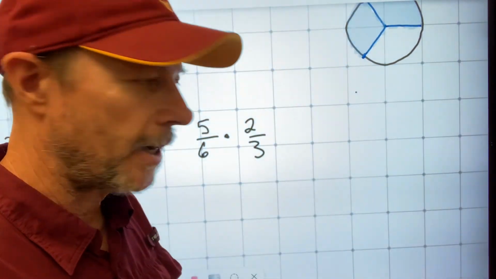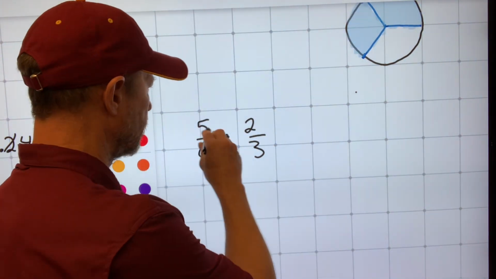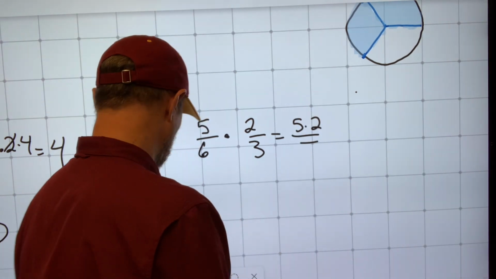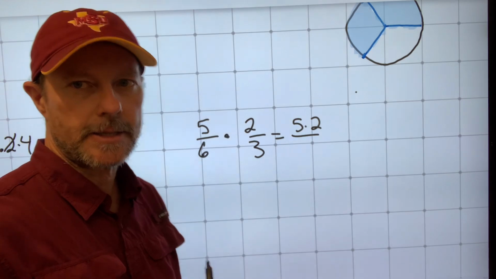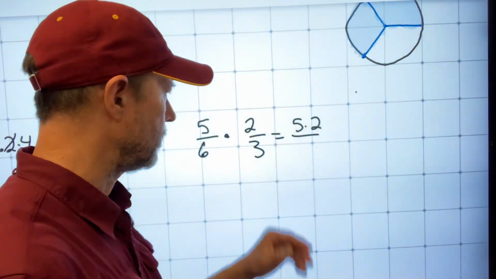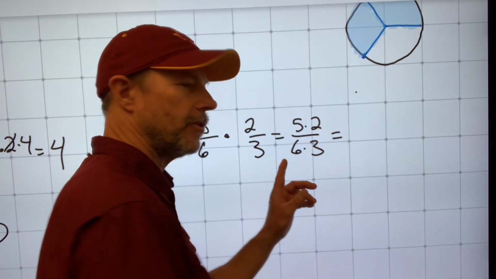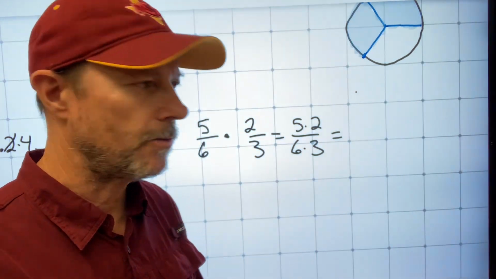When you multiply, you just multiply straight across. So I have 5 times 2. Some of you leap to calling that 10. Slow down. It's 5 times 2. 6 times 3. Some of you leap to calling that 18. Slow down, no reason to do that.